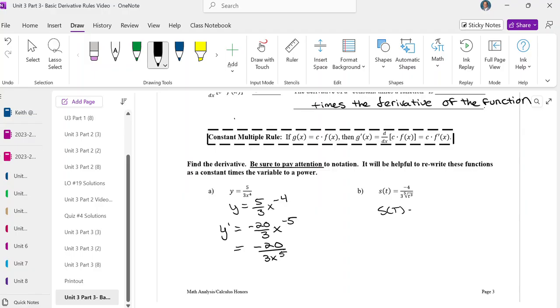Here, s of t is equal to negative 4/3 t to the negative 3/5. So then basically you cancel, because negative 4/3 times negative 3/5, the negatives cancel out, so it's 4/5 t, and then negative 3/5 minus 1 is negative 8/5. So it's going to be 4 over 5t to the 8/5. Final answer for the derivative.